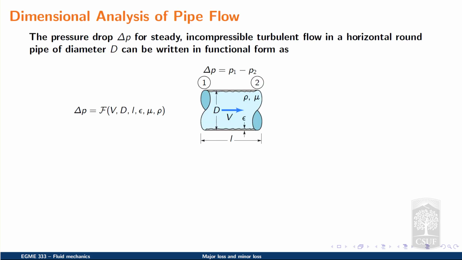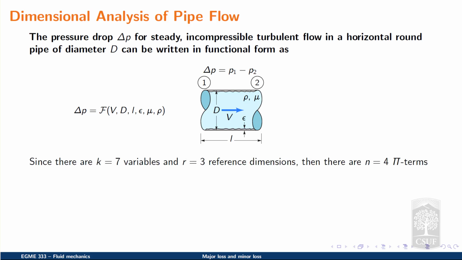So let's begin by considering the pressure drop for a steady, incompressible turbulent flow inside a horizontal round pipe of diameter capital D, which can be written in functional form as the change in pressure delta P is a function of the following variables: the mean velocity capital V, the pipe diameter capital D, the length of the pipe L, the surface roughness epsilon, the dynamic viscosity mu, and the fluid density rho.